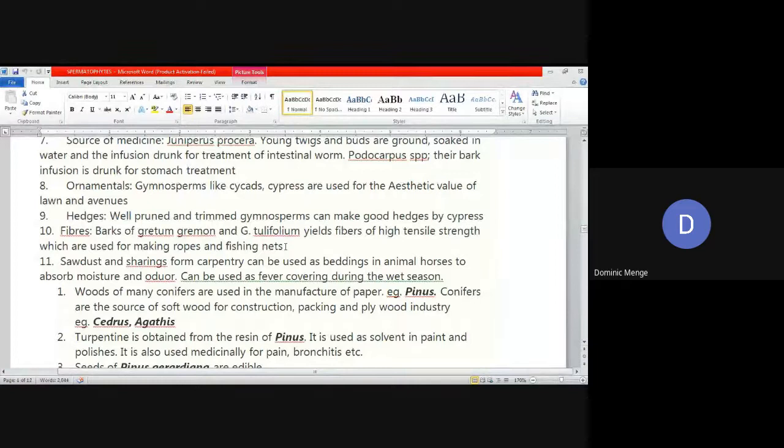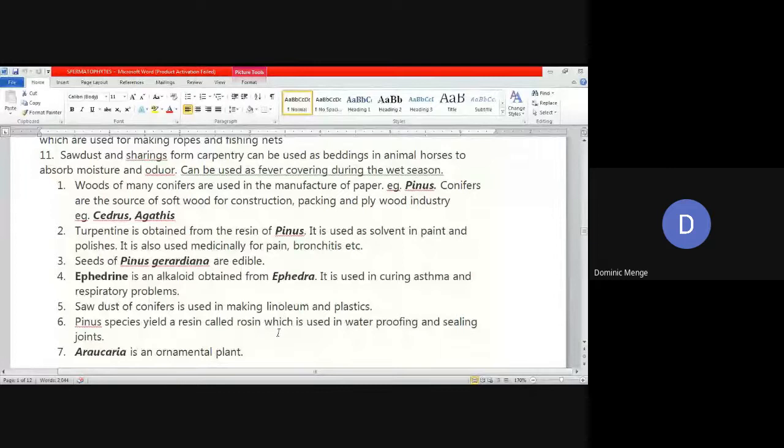Okay. So some of the good chippings we have talked about come from conifer trees.